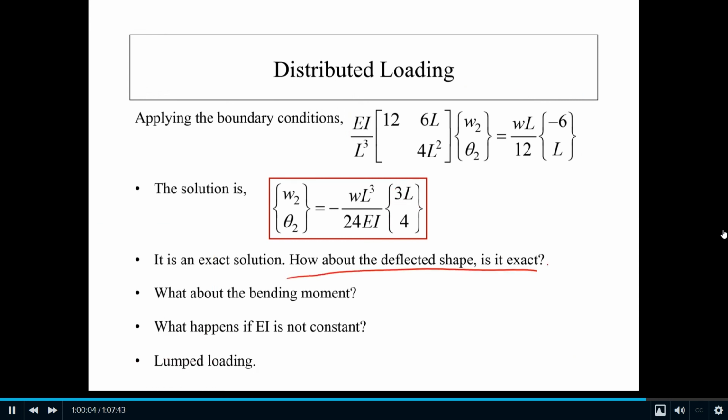Is the deflected shape exact? Of course, you can obtain u(x), which would be N1 W1 plus N2 theta 1, plus N3 W2, plus N4 theta 2, right?